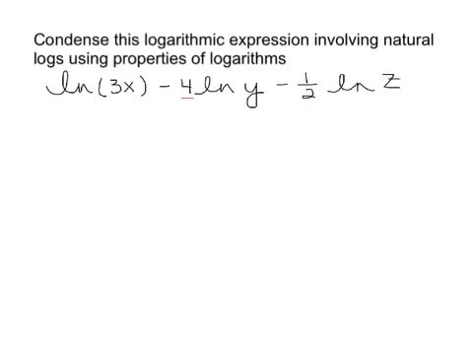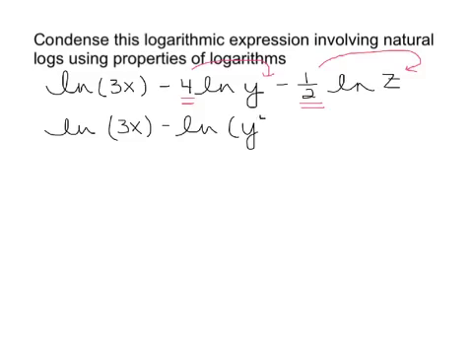So notice we have a coefficient 4 for the second log term and a 1/2 for the third one. So we're going to pull in the 4 and attach it as a power to the y, and pull in the 1/2 and attach it as a power to the z. And that'll give us the natural log of 3x minus the natural log of y to the 4th minus the natural log of z to the 1/2.